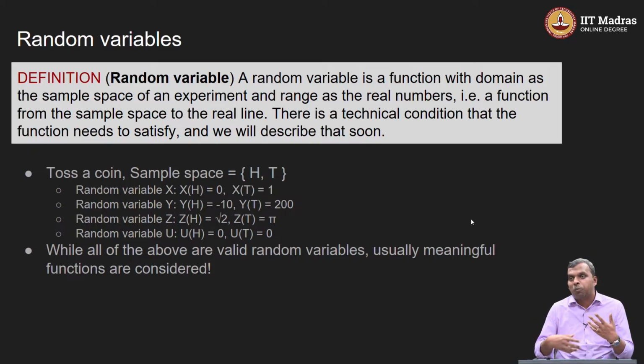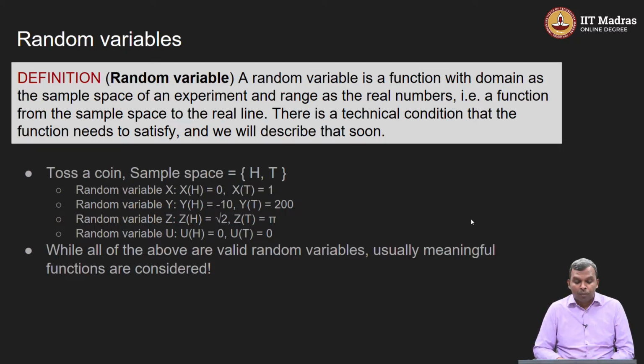So you see, I'm defining various types of random variables from the same sample space. Okay, so usually, like I said, people would think of meaningful functions, not for the heck of it. Nobody would do √2, pi and all that. So usually some meaningful functions are considered. If you ask me, the most meaningful looking function in this whole thing is probably x, isn't it?